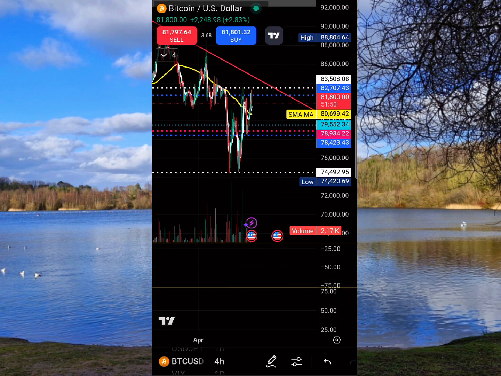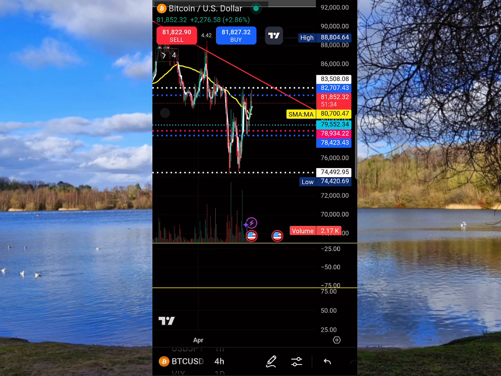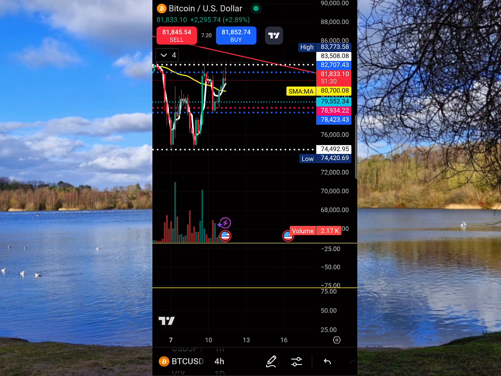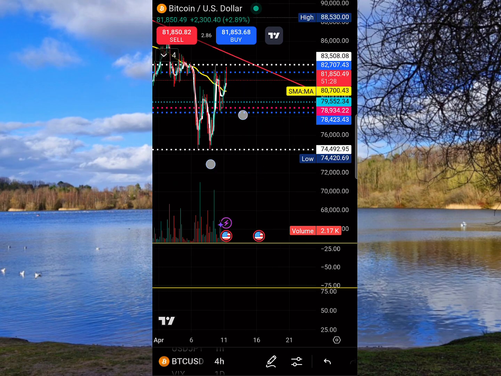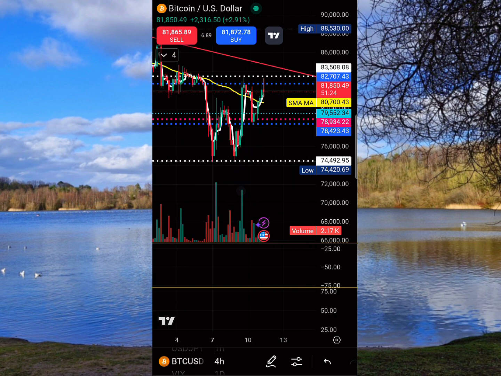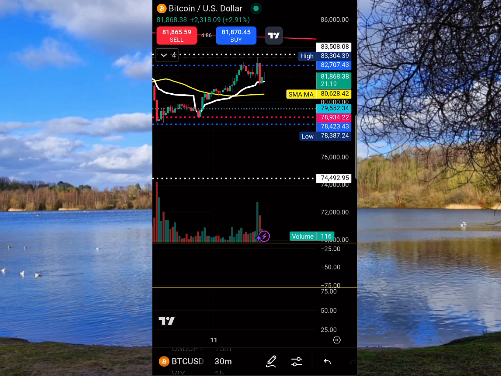The moving average I've got on here is the simple moving average, SMA, for 50 days. If price is above or below that, you know if it's an uptrend or downtrend. And then VWAP is the volume weighted average price, so we can follow that to see if price reaches it for a turnaround. So let's move into 30 minutes.